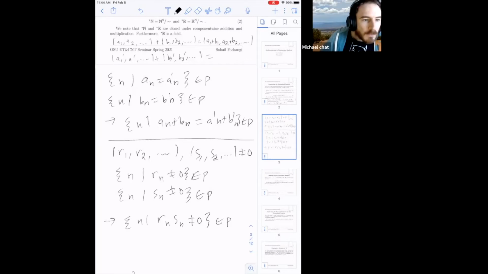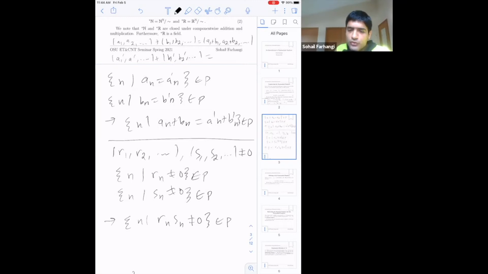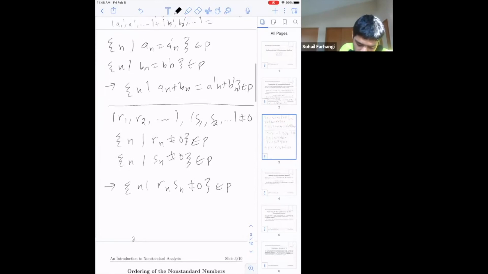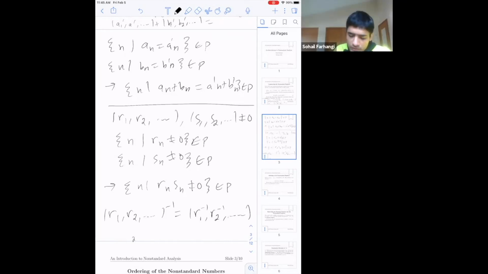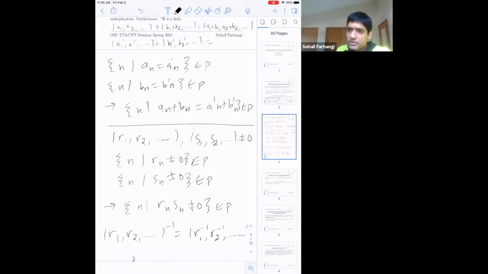Okay. And I guess this just shows that it's an integral domain, but you can also just see the inverse. If I were to multiply these two numbers, I would just get the sequence that's 1 everywhere. The multiplication is defined for P-almost every coordinate, since P-almost every coordinate is not zero. So then it shows that your integral domain is also a field.